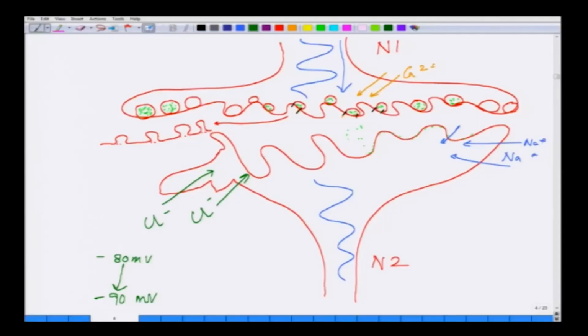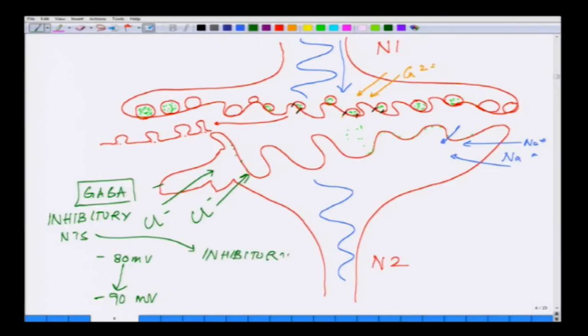Okay? Something like, when GABA binds here, GABA leads to the entry of chloride ions through the chloride channels, okay, which are inhibitory NTs leading to inhibitory circuits.